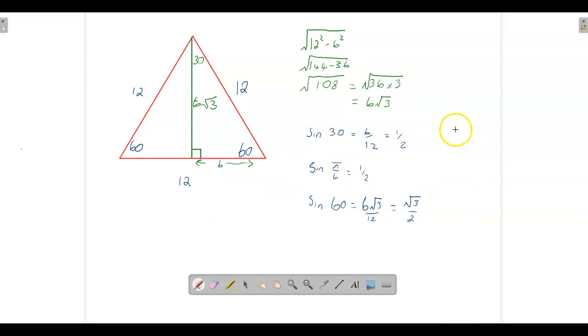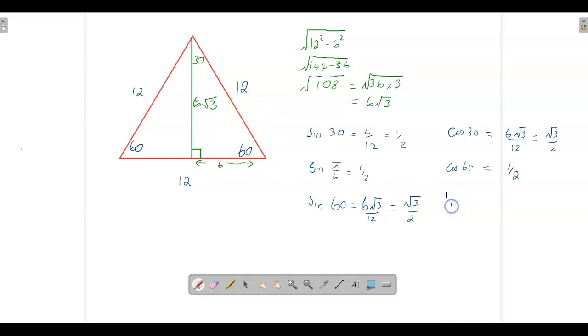What about cosine? So let's go to cosine 30. Now cosine 30 is adjacent divided by hypotenuse. Well, that's simply 6 root 3, the adjacent, divided by 12. Well, we've been here before. It's the same as this: root 3 over 2. And cosine 60 is the same as sine 30, because I'm doing the adjacent, 6, divided by 12.